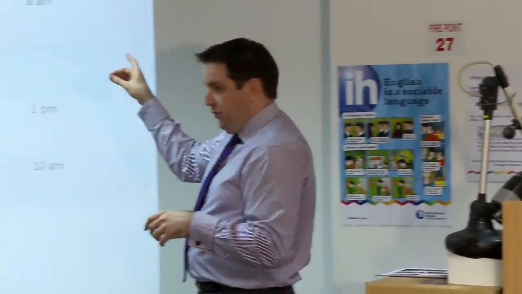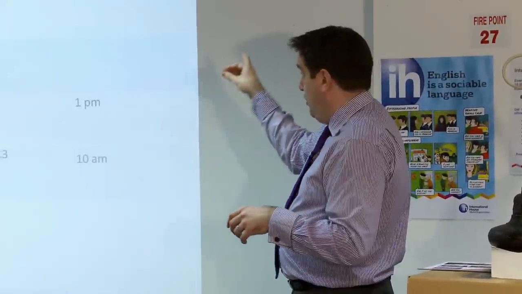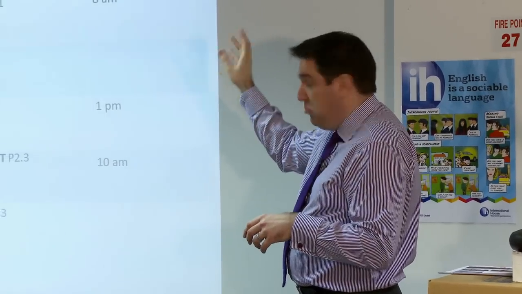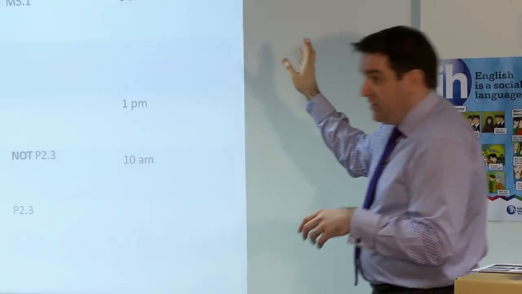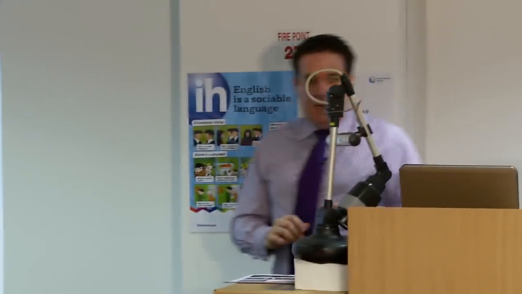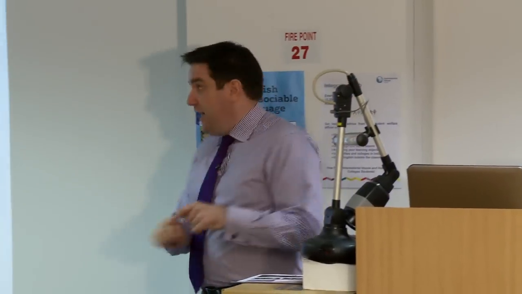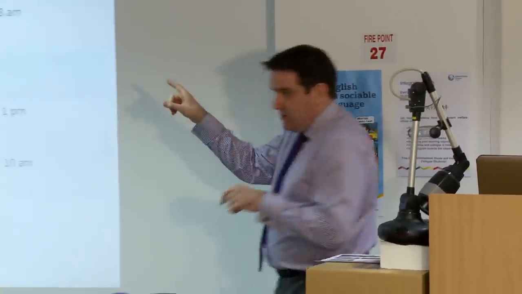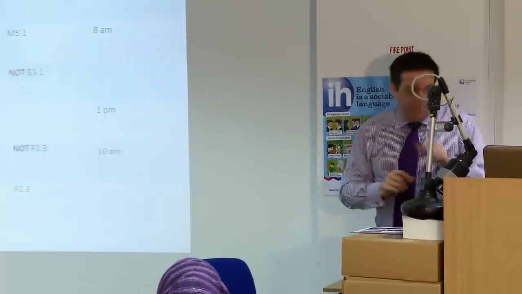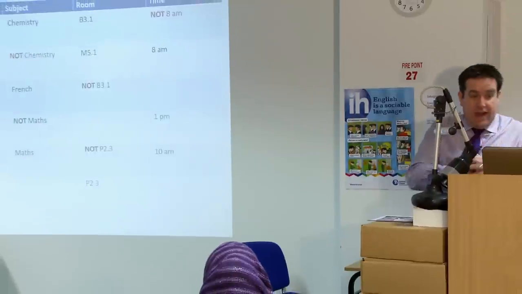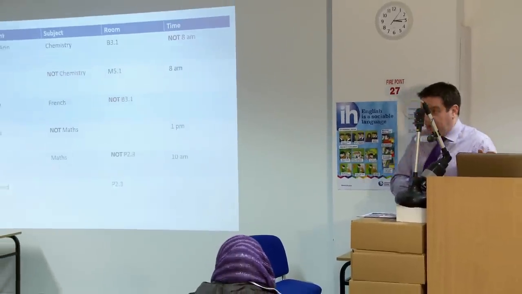So we know that chemistry is not at 8 a.m. because whatever's been taught in room 5.1 is at 8 a.m. So, you know, chemistry is in 3.1, chemistry is not at 8 a.m. The next thing we know is that obviously chemistry isn't taught in 5.1 because it's taught in 3.1. We keep going. We know that French is not taught in 3.1 because we know chemistry is taught in 3.1. We know that Anne doesn't do chemistry because we're told Anne does French.